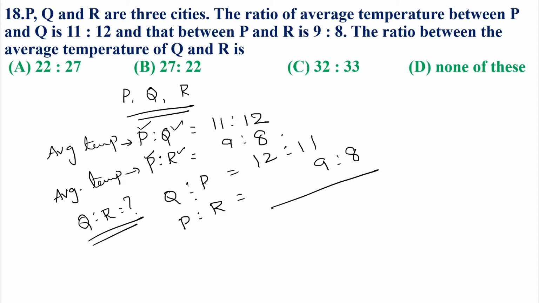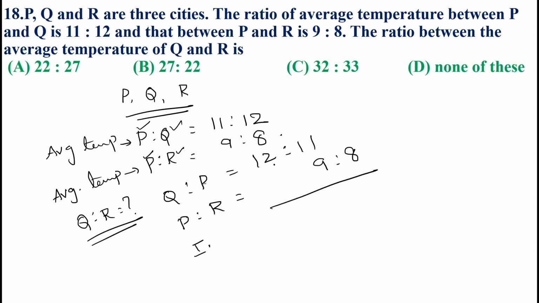Here I am taking P as the equal value. Wherever an equal value is there, a common variable is present. If a common variable is present, keep it in the middle, and exactly below that keep 9. There are different methods to calculate this. Multiply 12 into 9, and 11 into 9, and 11 into 8. This is the method. 12 into 9 is 108. 11 into 9 is 99. 11 into 8 is 88.